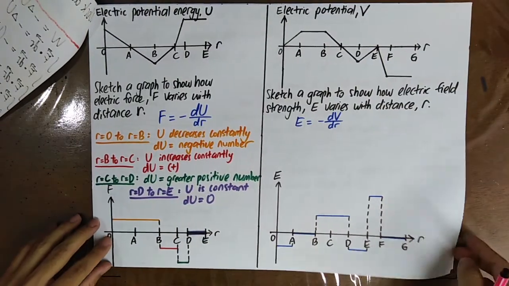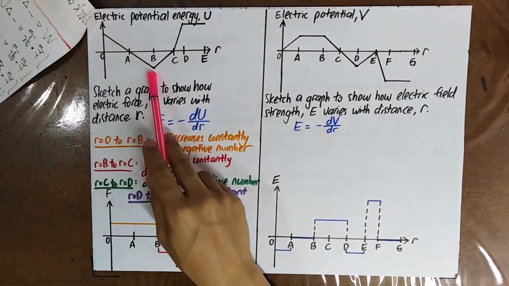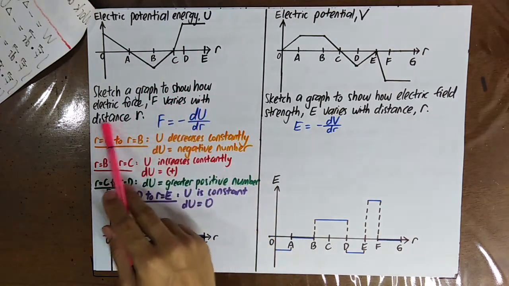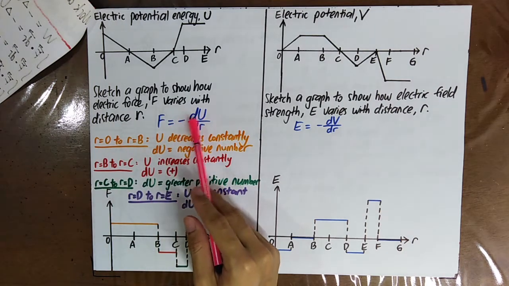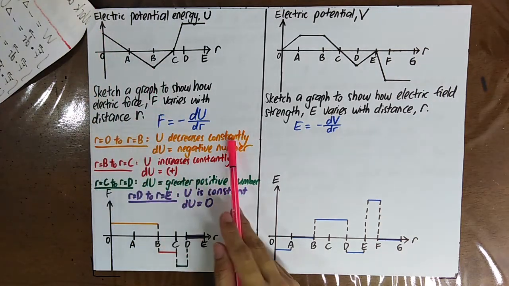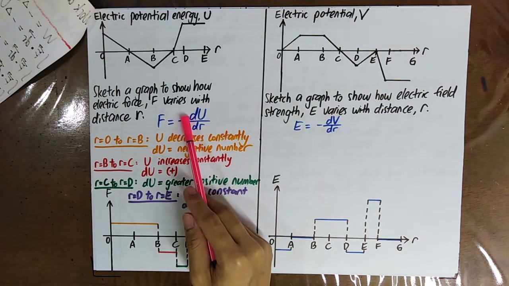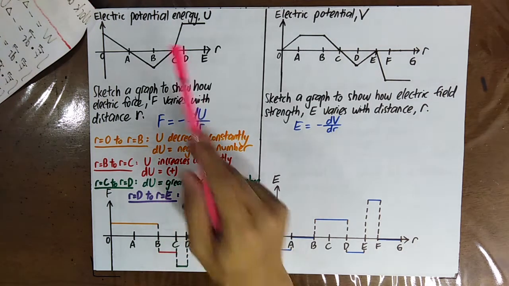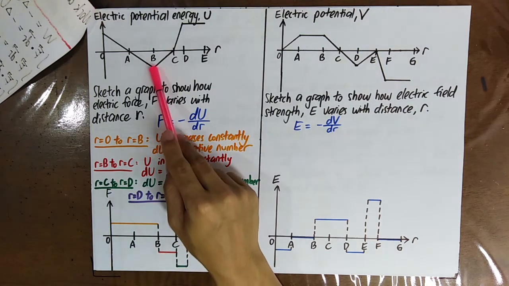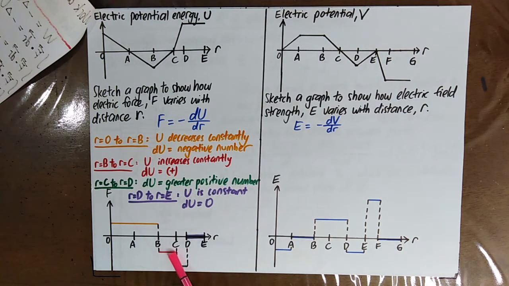So for example, let's say you are given a graph like this. You know that U changes like this. You want to sketch a graph to show how F will change with the distance. You know that F equals negative dU/dr, so you have to use this formula. From here to here, U decreases constantly. dU is a negative number. A negative number times a negative sign becomes a positive number. From here to here, U increases constantly. dU is positive, so times a negative sign, it becomes a negative value.